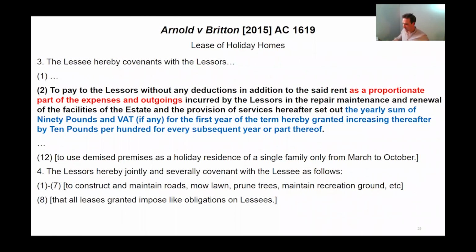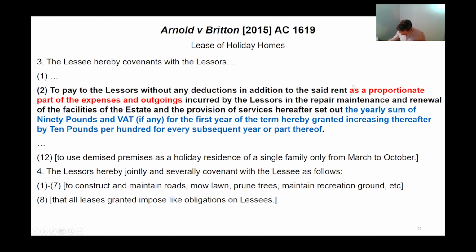In opposition, the landlord said, no, the words are clear. You agree to pay the yearly sum of £90 increasing by 10% per annum. As a matter of purpose, this achieves certainty. This stops the disputes that often arise between lessors and tenants in these sorts of circumstances about figuring out what a proportionate part is.